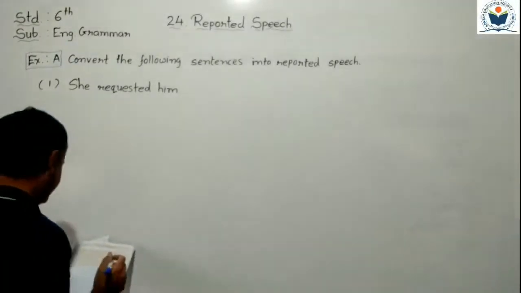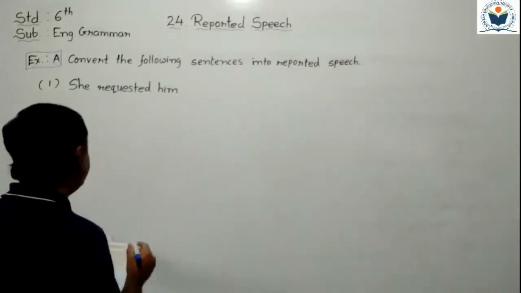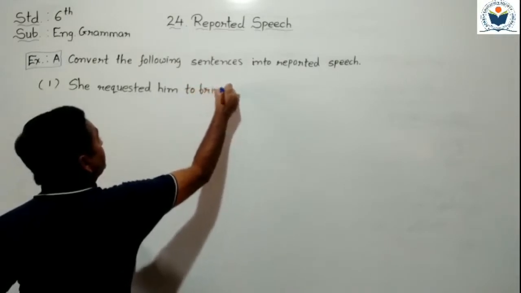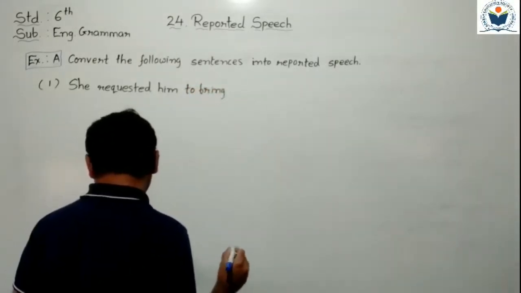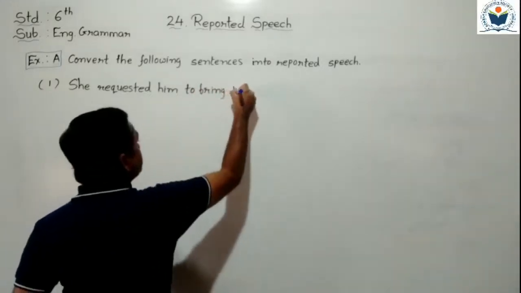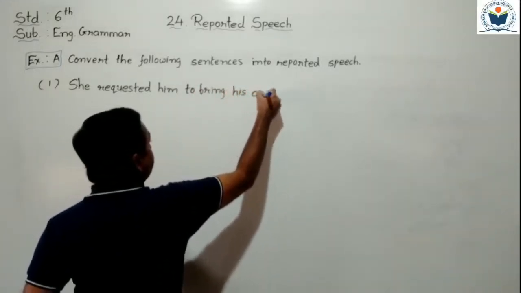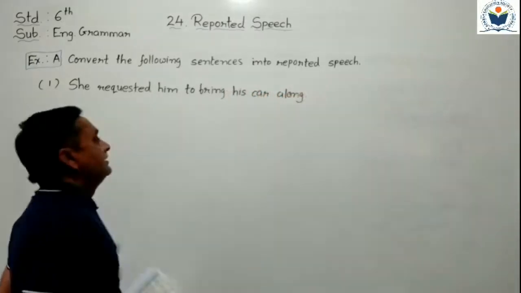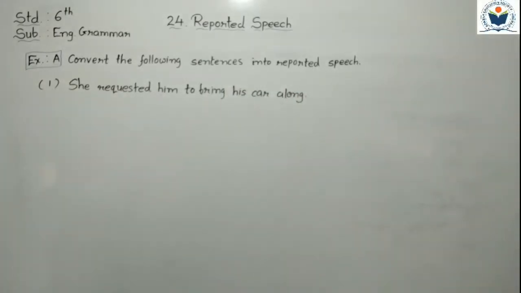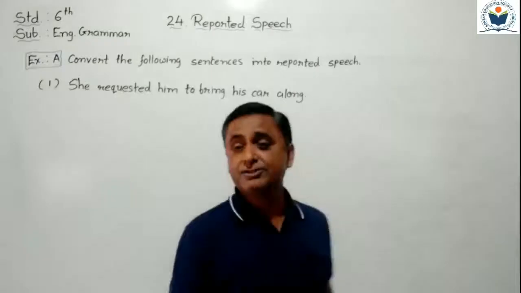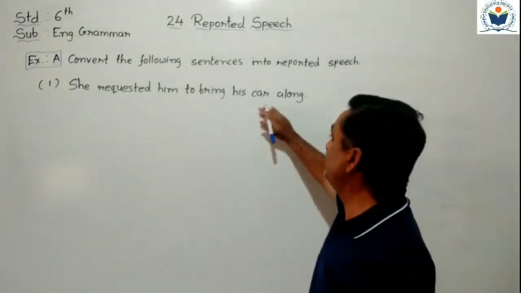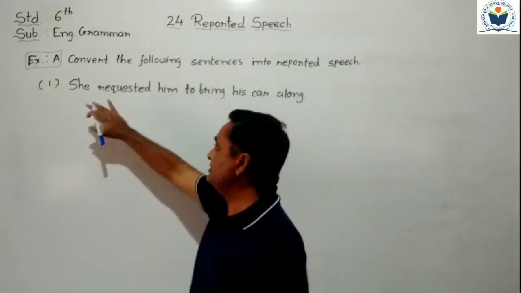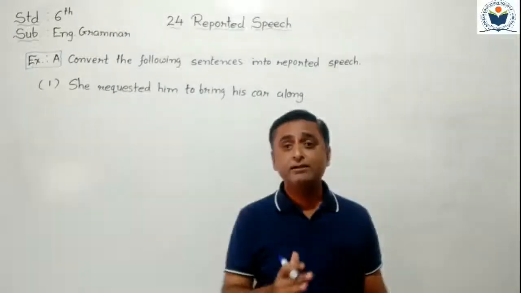So now it becomes like that. She requested him to bring your car. Instead of your, it means his car alone. Can you understand, students? Here our first sentence is over. We converted it into indirect speech. What happened? She requested him to bring his car alone. According to the pronoun I changed, the reporting verb changed, all the things required we have to change.